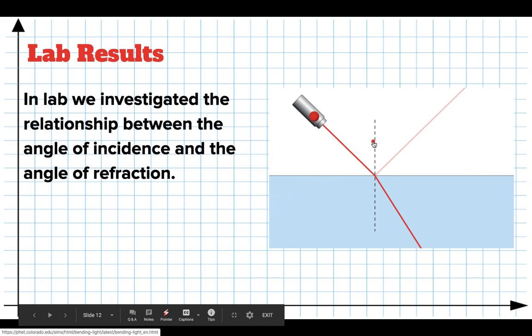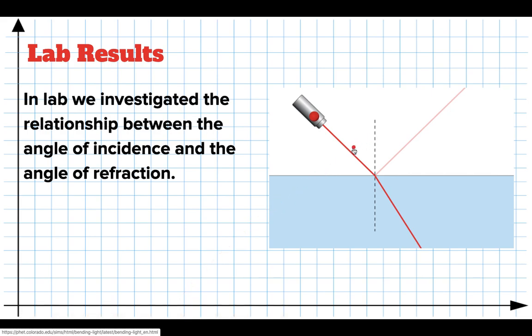So the angle of incidence, of course, is this angle right here. It's the angle at which the incoming ray of light is measured from the normal. And then the angle of refraction was the angle down here, the angle at which the refracted ray of light is traveling with respect to the normal.